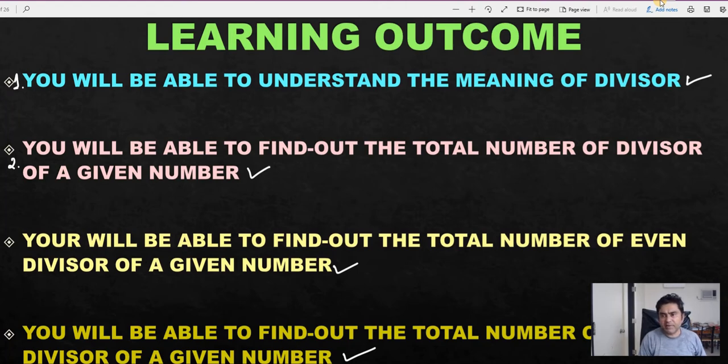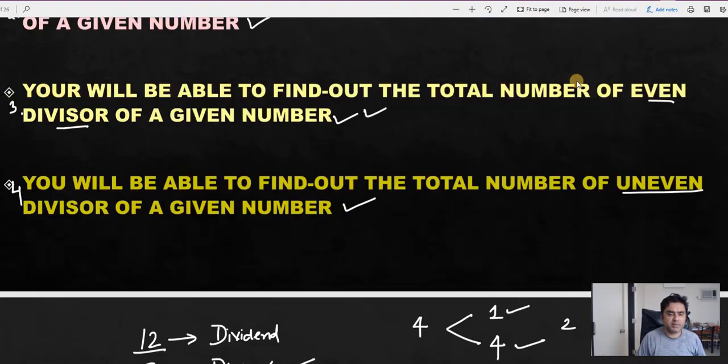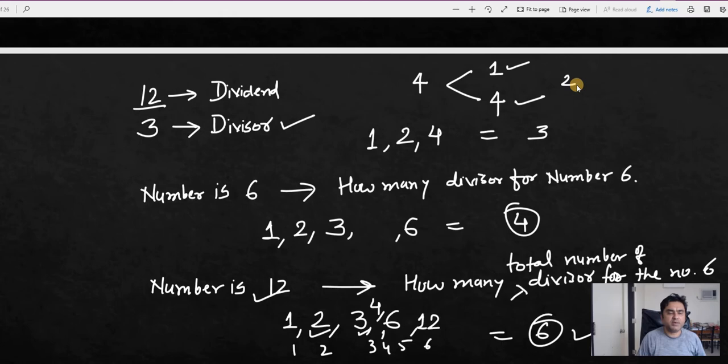Everybody knows the meaning of divisor, but in our common parlance we are not using the word divisor. So sometimes you may be aware of it, but because the jargon is new, you may get confused with the word divisor, but we will understand the real meaning of it. Number 3, you will be able to find out the total number of even divisors of a given number, and then we are going to study the total number of uneven divisors of a given number. So these are the 4 objectives of the study that you are going to learn from this particular video.